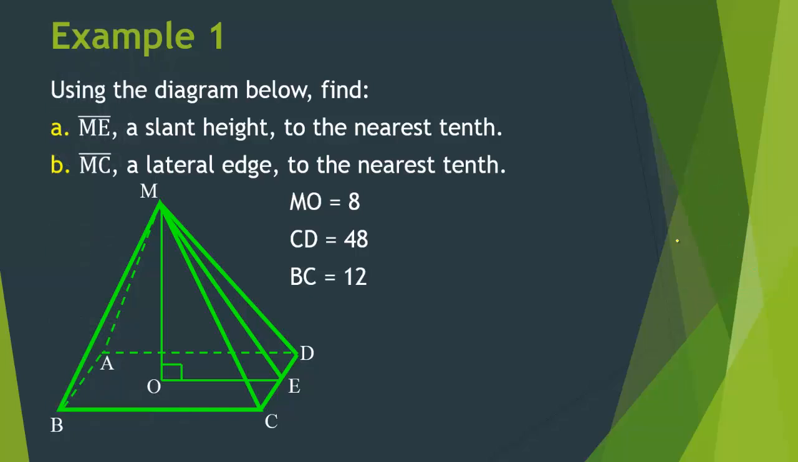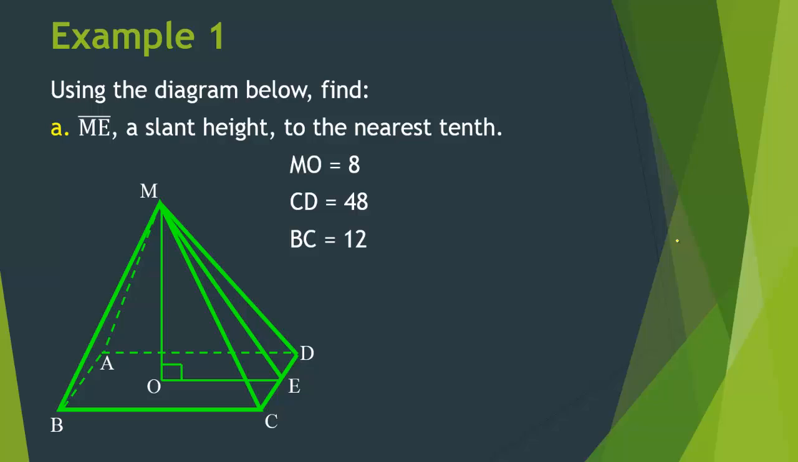So using the diagram below, we need to find ME, which is a slant height, to the nearest tenth. And we also need to find MC, which is a lateral edge, to the nearest tenth. And we are given that MO is 8, CD is 48, and BC is 12. Now I know this diagram does not look anything remotely close to those proportions, but that was intentional. I wanted to prove a point that you cannot go by the diagram. There's certain things you can assume from it, and there's a bunch of things you can't.